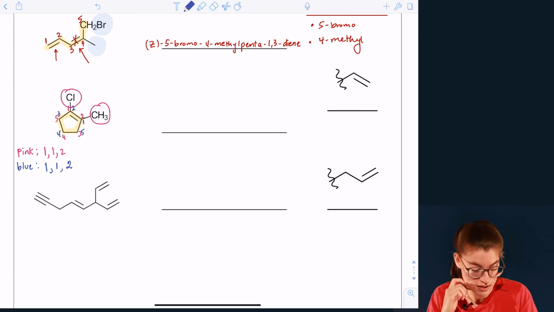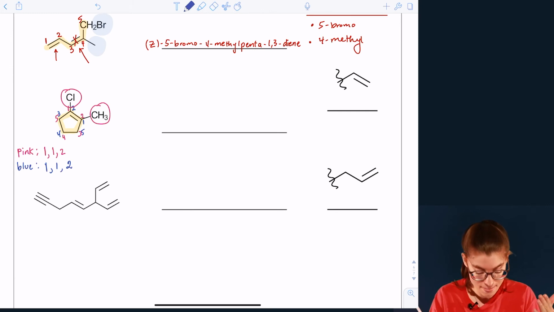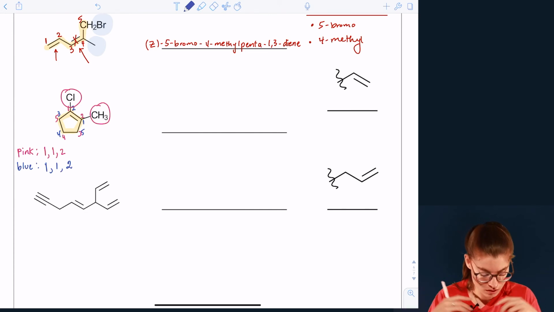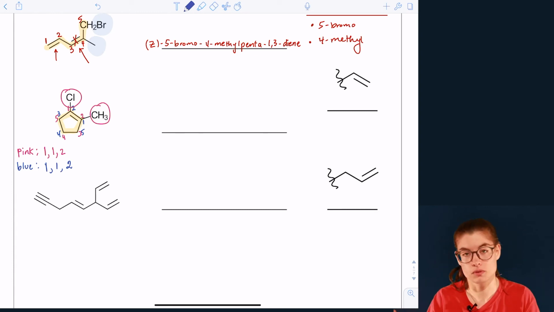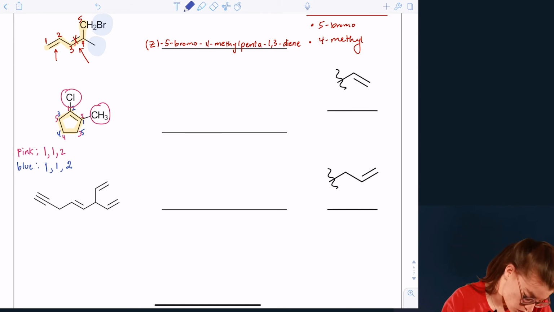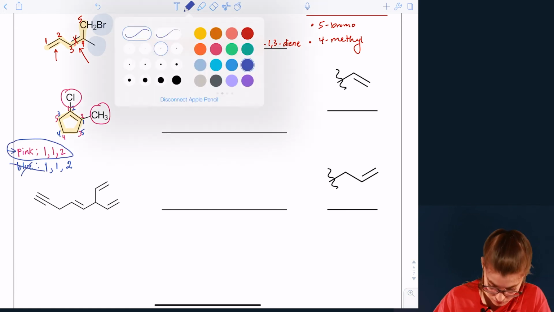The substituents will be on the same location either way, including the most important, which is the higher priority double bond. So how are we going to decide? Again, we're going to fall back on the alphabetical rule. So what comes first in the alphabet, chloro or methyl? Well, the answer is chloro, so we want to give the chlorine the lower possible number. So we are going to use the pink system, not the blue system.